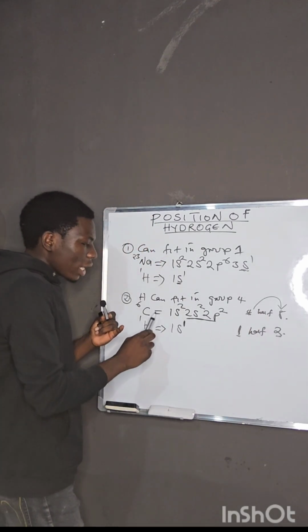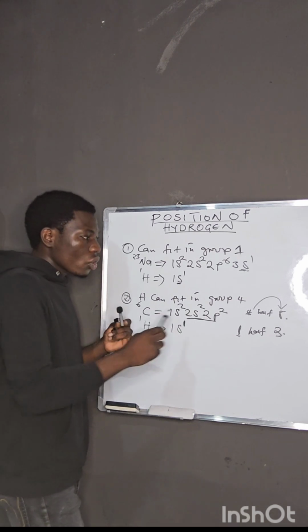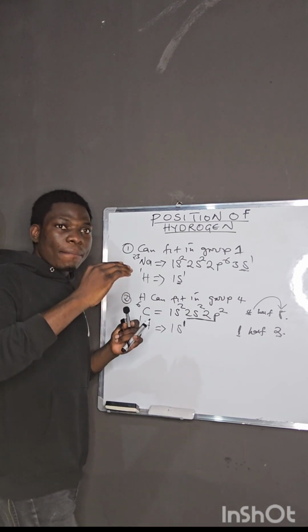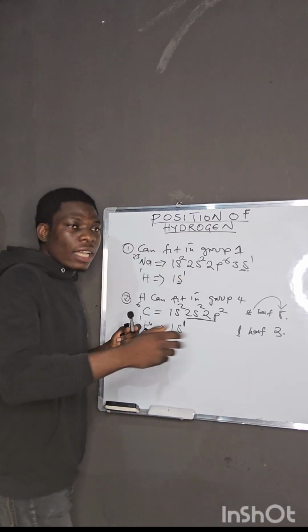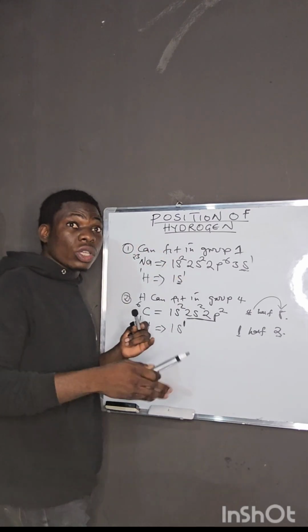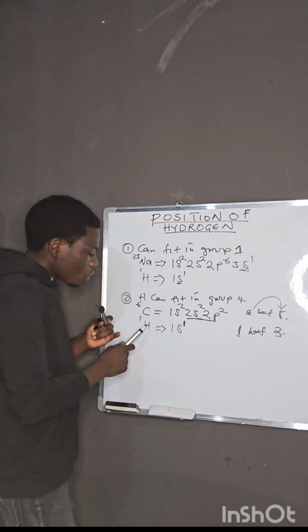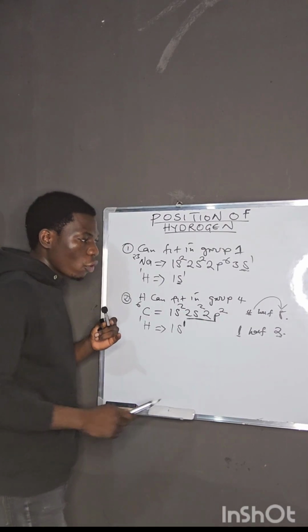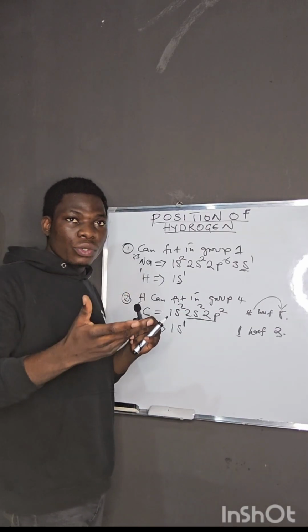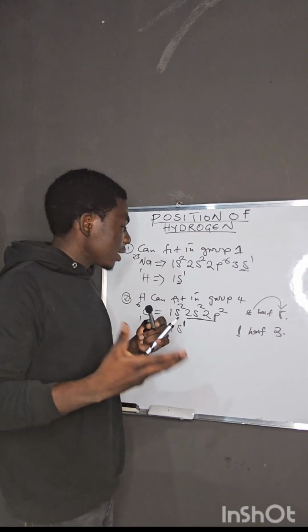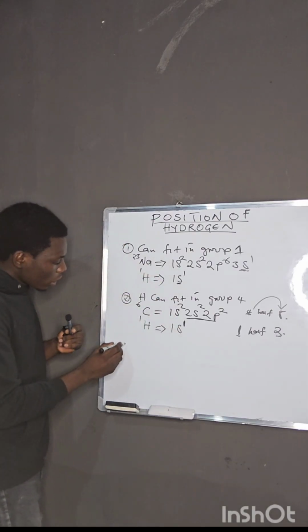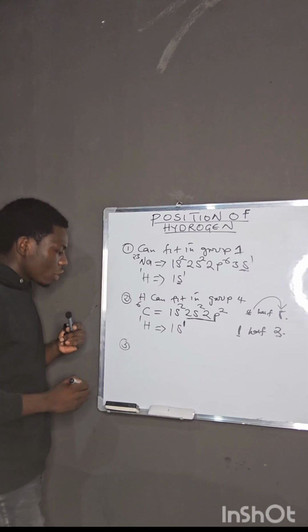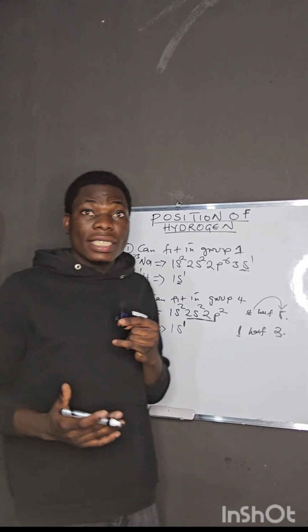Then also elements in group 4, they also need 4 electrons, or rather half of 8, for them to attain the octet state. So that's the reason why hydrogen can fit in group 4, because it is half filled, just like those elements in group 4. Let's go to the other reason as to why hydrogen can fit in group 7.